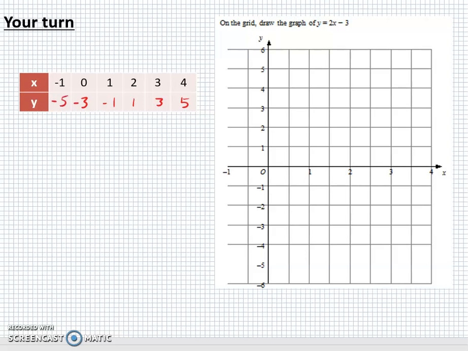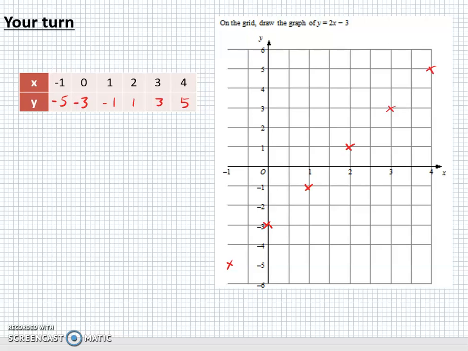Okay, step 2 is to plot these on the grid. Okay, so I've got -1, -5, so -1, -5 will be there. 0, -3, so 0, -3. 1, -1, so 1, -1. 2, 1, so 2 and 1. And 3, 3. And 4, 5.